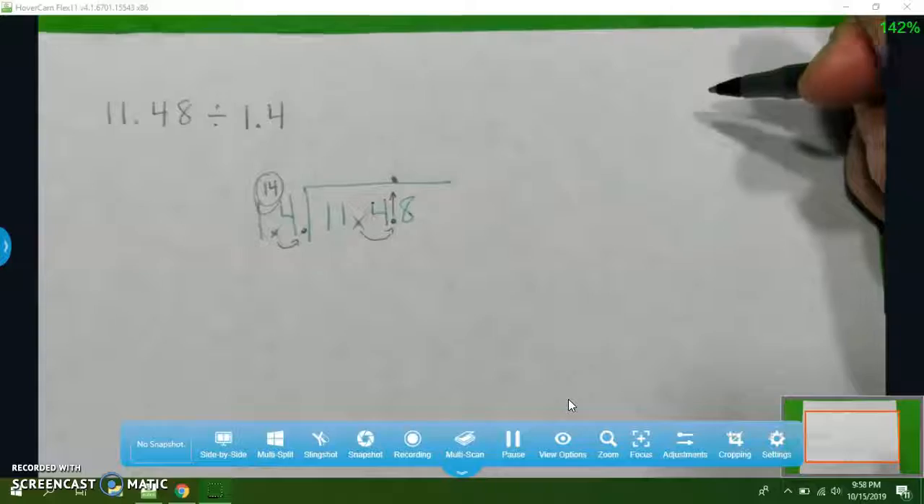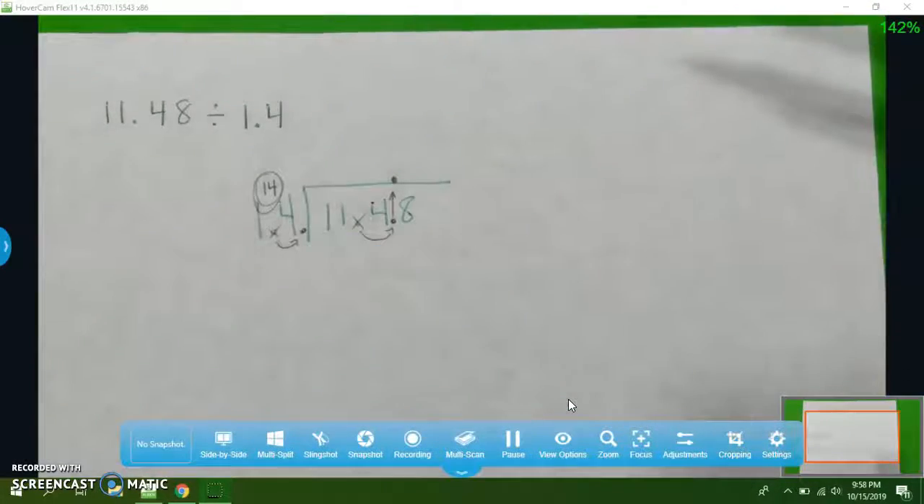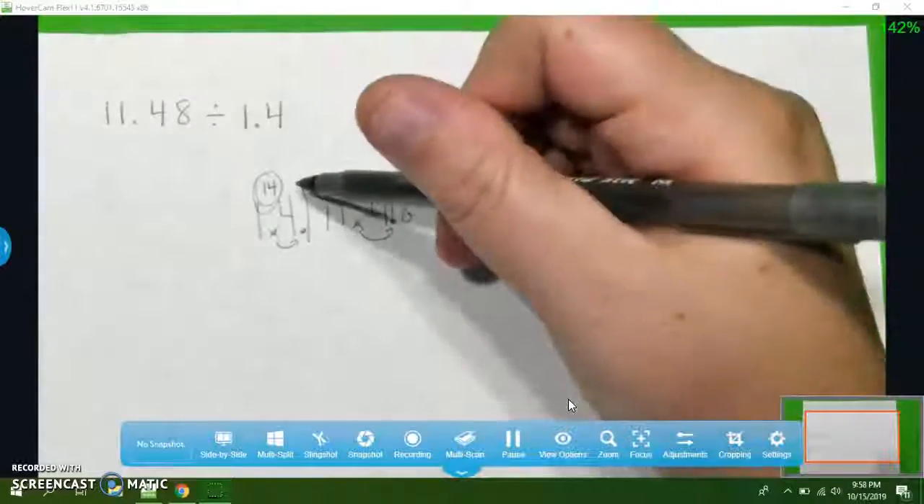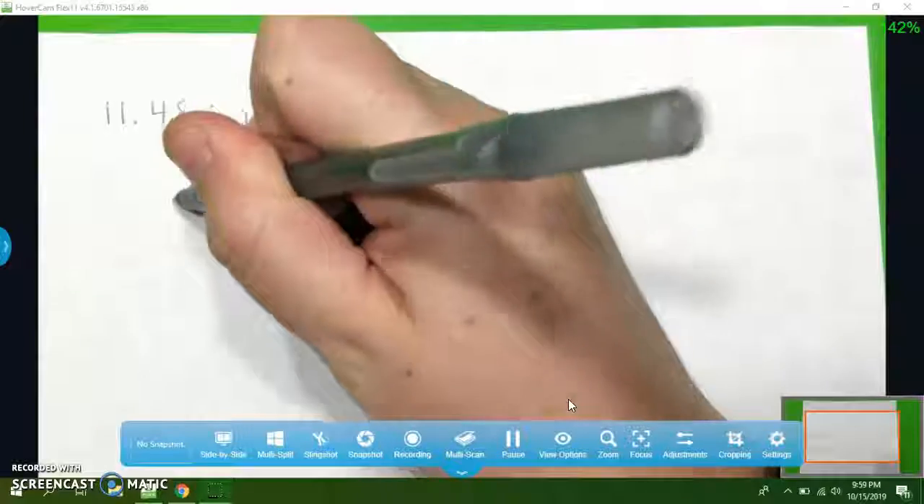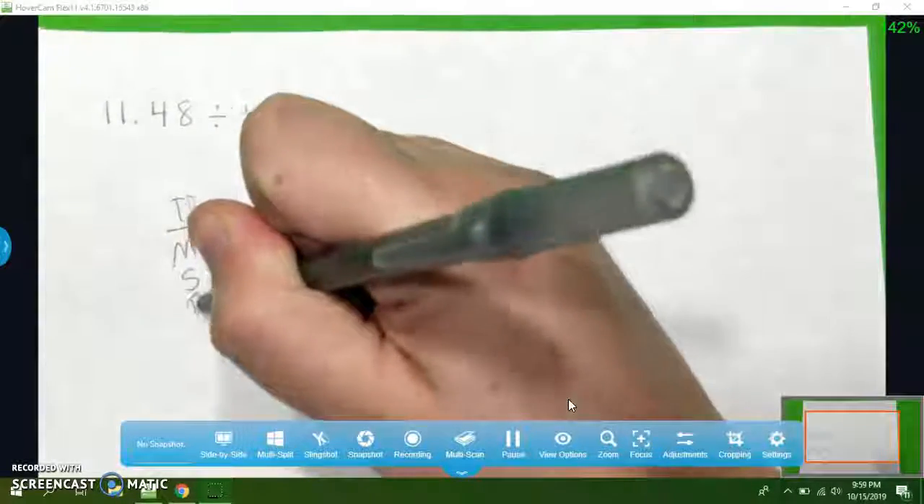The only thing that makes this one a little trickier is that we don't necessarily know our 14 times table, because there's no such thing. We typically stop at 12. So you have a couple of different options once you get going with this problem. So let me just put our steps here real fast. Divide, multiply, then subtract. Bring it on down and take it on back.